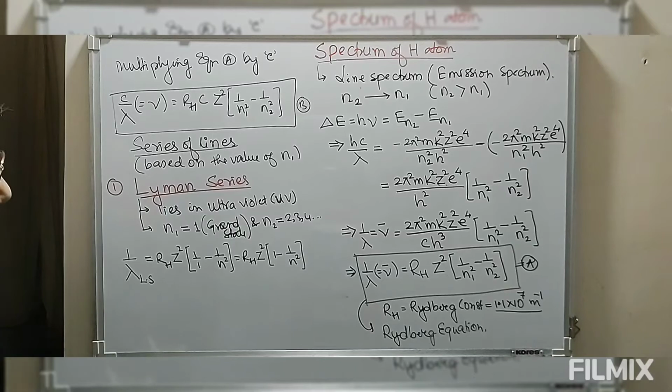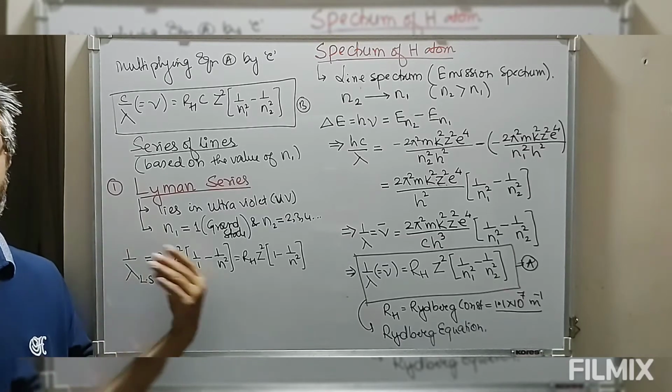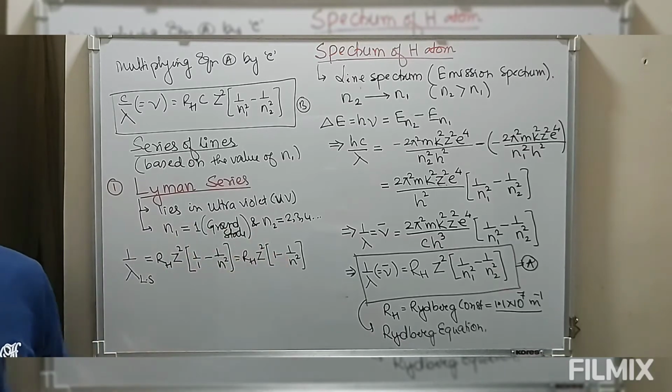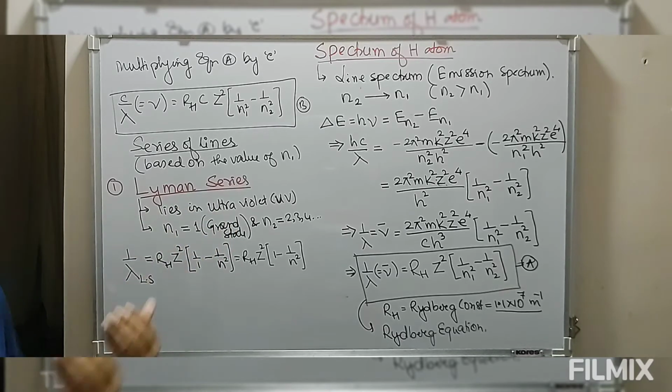Now, as this lies in ultraviolet, in terms of energy, the energy of ultraviolet radiation is greater than visible, and visible is greater than infrared, if you look at the electromagnetic spectrum that we discussed earlier. So this will be a high energy transition. Now for this series, or every series that we are going to discuss, we can classify the lines into first line, second line, third line.